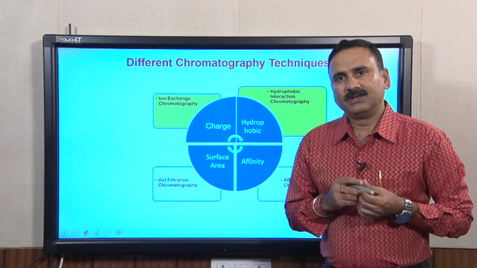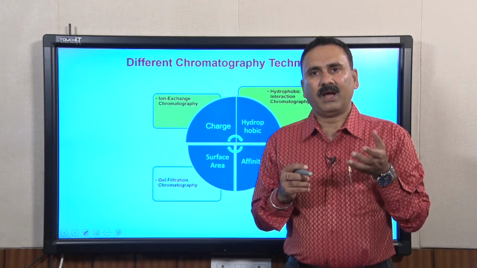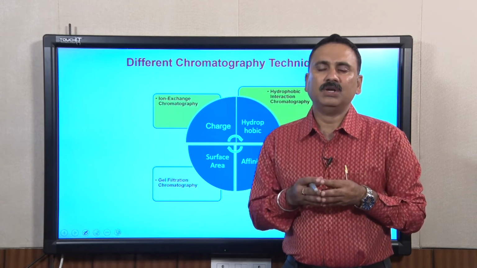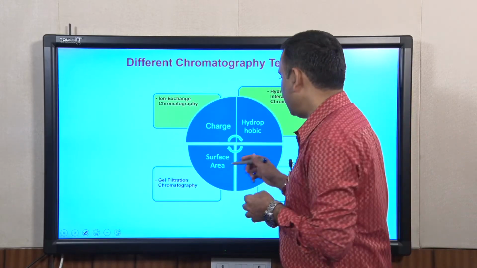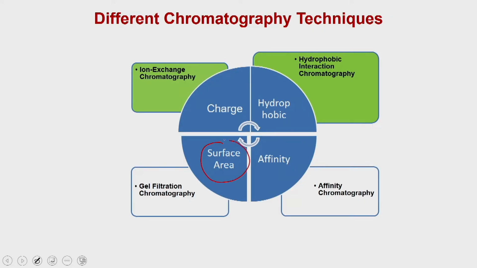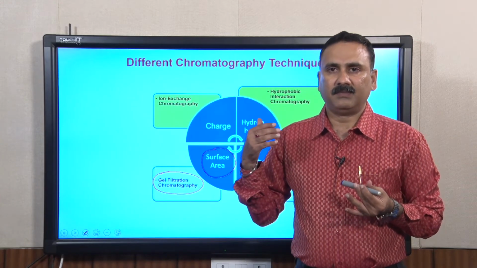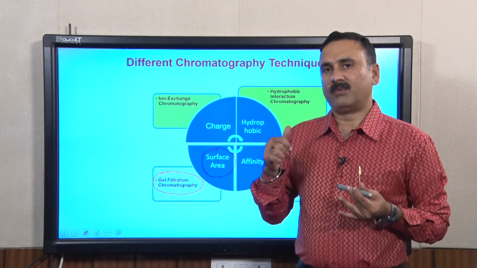Now, let us move on to the third property, and the third property is that proteins have a surface area which can be utilized to purify as well as to characterize a particular protein, and the technique related to the surface area is known as gel filtration chromatography. Before going into the details of gel filtration chromatography, let us discuss how we can exploit the surface area of a protein to characterize it as well as to purify different proteins from a complex mixture.